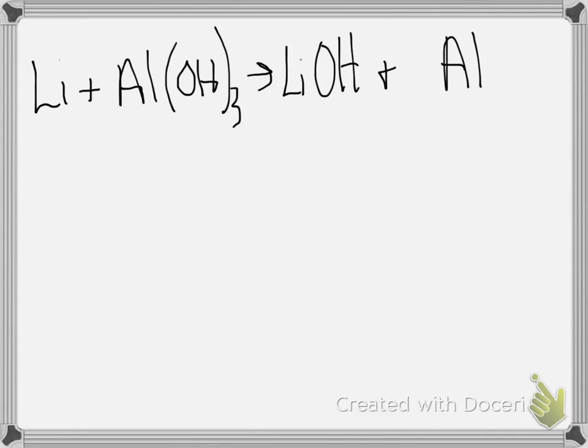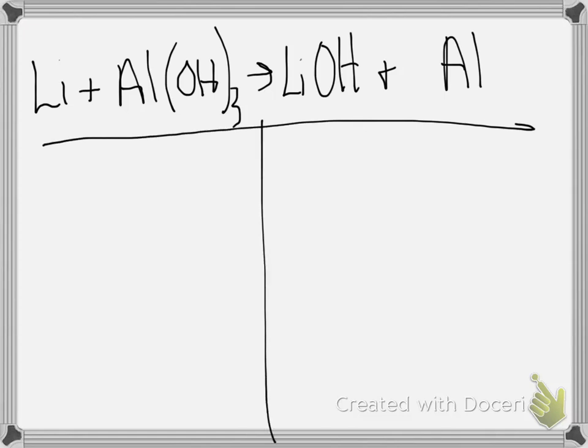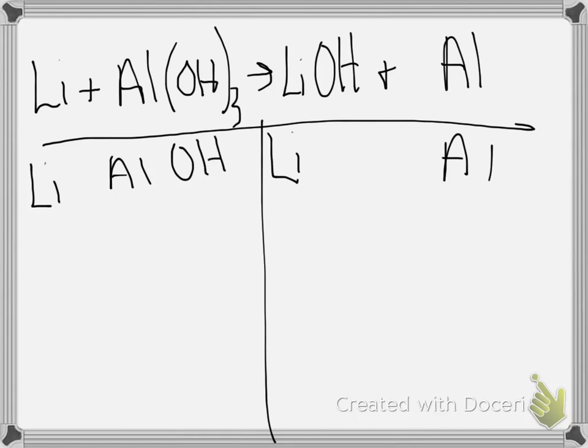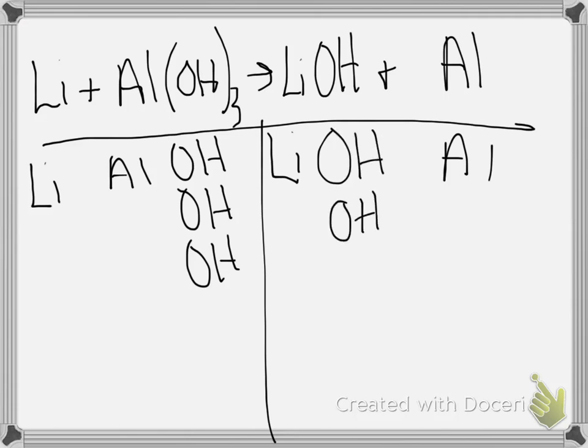I'm going to balance this by making a T-chart first, separating my reactants from my products. Whatever is on my reactant side has to show up on the product side. To begin with, I know I'm going to have a lithium, and that's got to go on both sides. Then I've got an aluminum that goes on both sides. Notice how the OH shows on both sides as is, so I can just write OH 3 times because it's in that parentheses. And that OH can go on the product side.